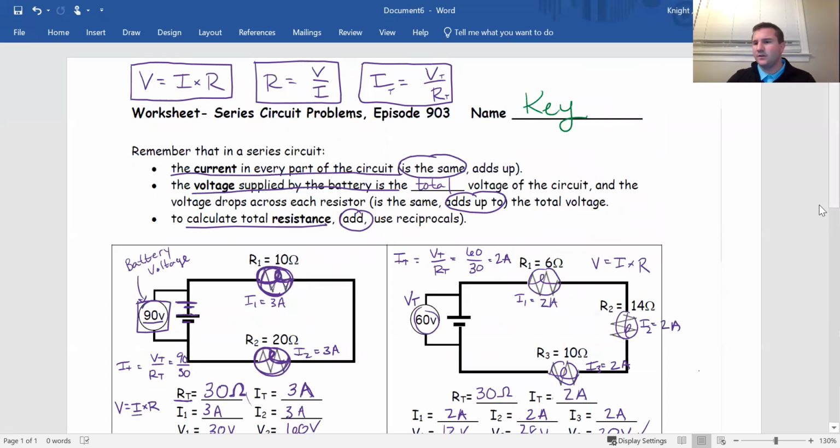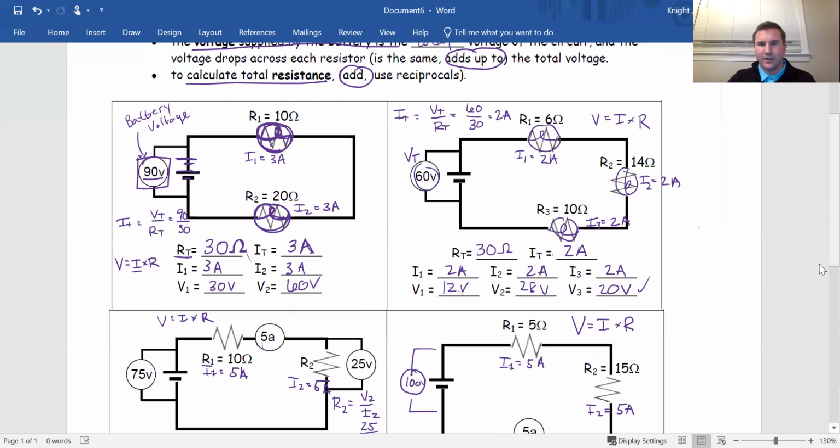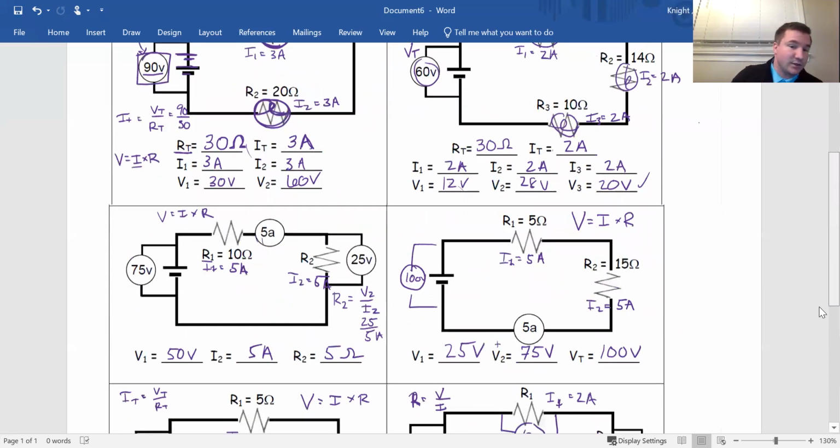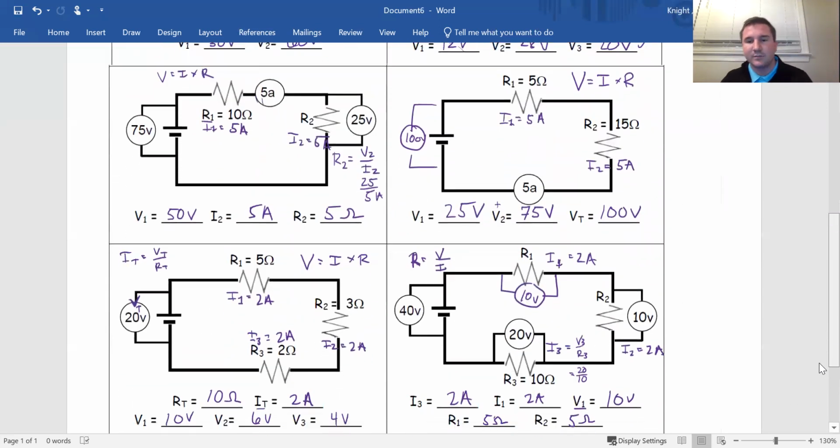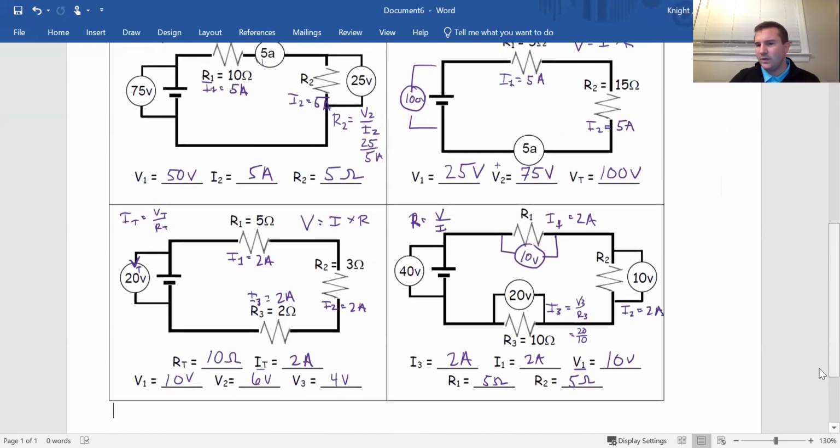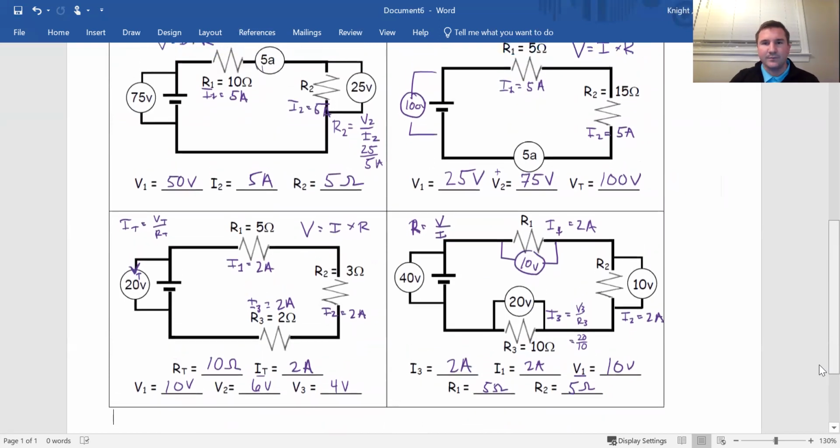All right, so like I said, they're kind of like a puzzle where you have to kind of piece some stuff together. You have to use Ohm's law some places, you have to use what we know about circuits some places, but in the end, we can piece together everything that we need to. All right.